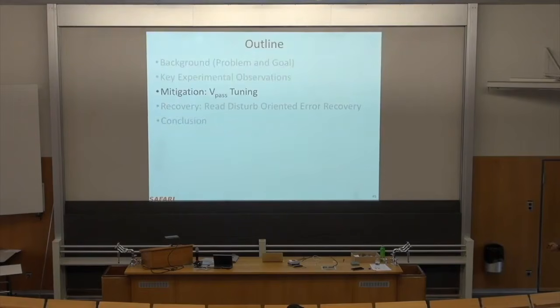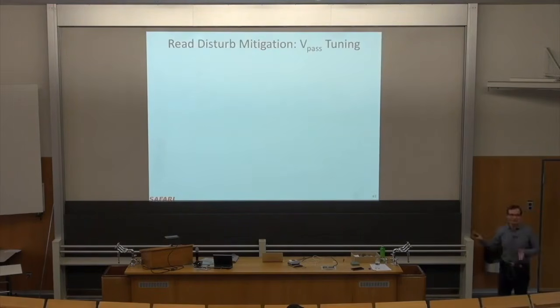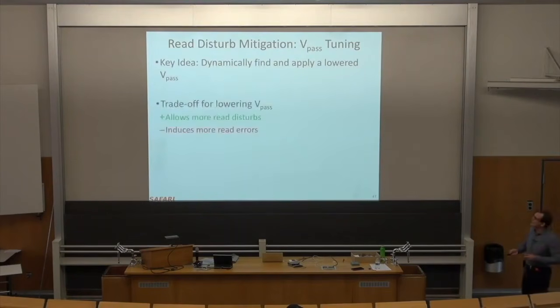So how do you actually take advantage of it? The idea is very simple. Once you know this, you tune the VPass. You dynamically find and apply a lowered VPass. Of course, there are advantages and disadvantages to it. You allow more read disturbs if you lower the VPass, but you can induce more read errors, right? If you lower the VPass too much, let's say you lower it to 4.94, and some cell has a threshold voltage 4.95, now you get a read error on that cell. So you want to be careful.